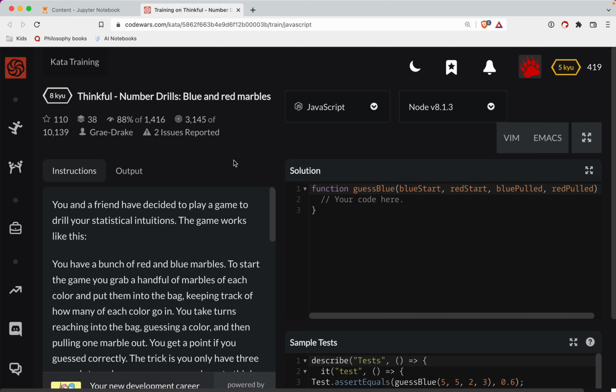This one's a level 8. We're doing it in JavaScript. It's called Thinkful Number Drills, Blue and Red Marbles. And as always, there's a link to the challenge in the show notes.